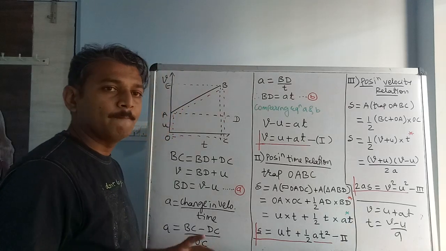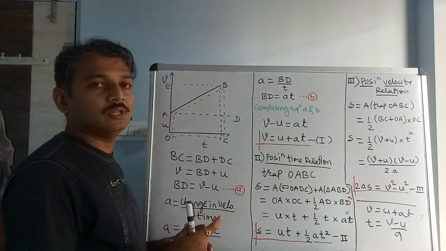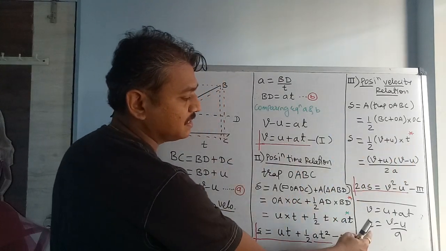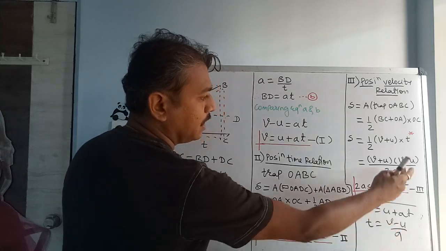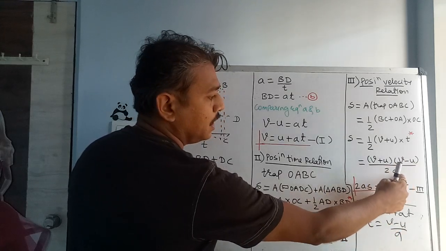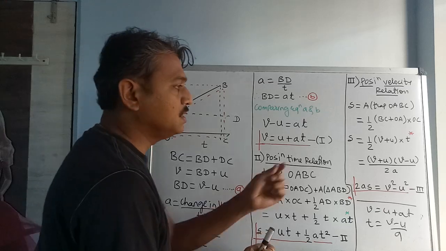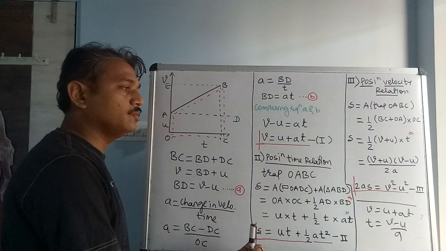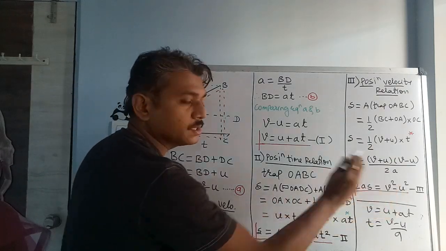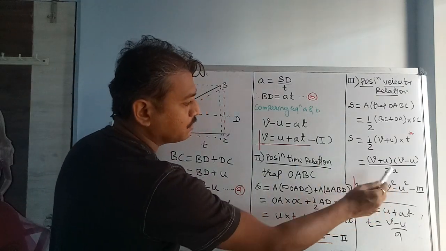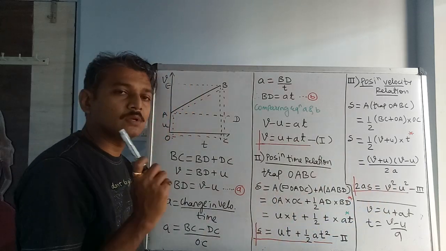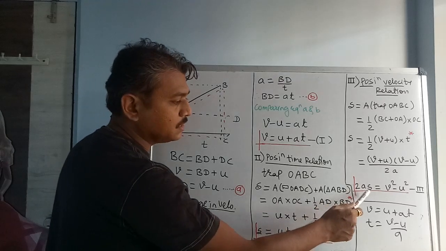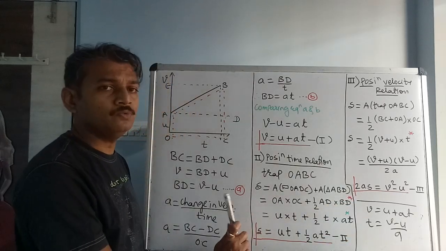You have to be cautious here while putting the value of T, that you put it from the first equation, that means V minus U upon A, which I have put here. Why are we doing this? Because here we have V plus U and we are getting V minus U, and you know that becomes V square minus U square. So 2A I am shifting to the left hand side. So the third equation of motion, which says position velocity relation, is twice AS is equal to V square minus U square.